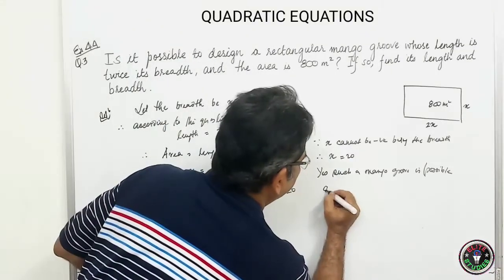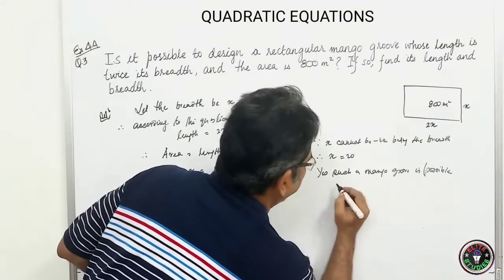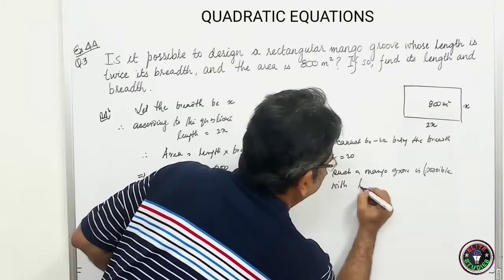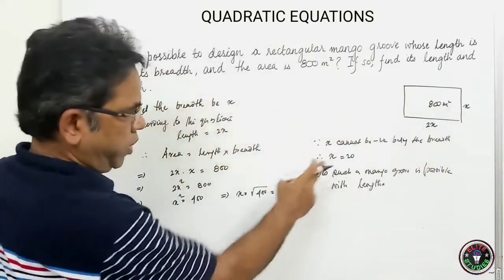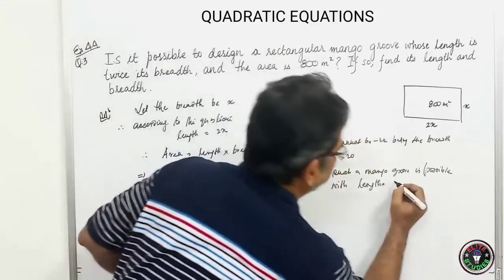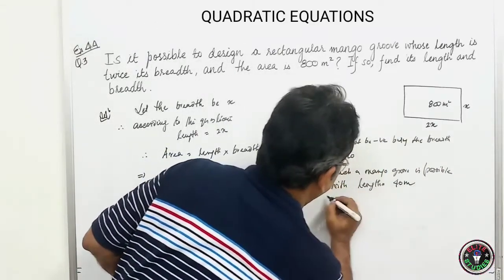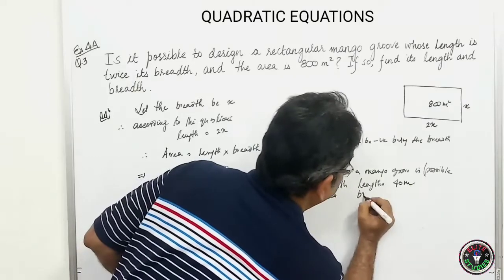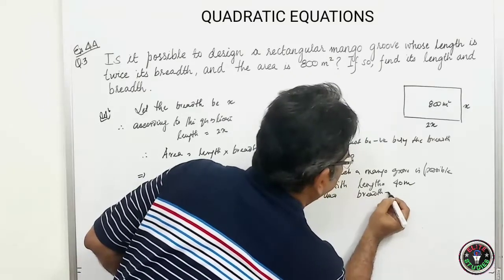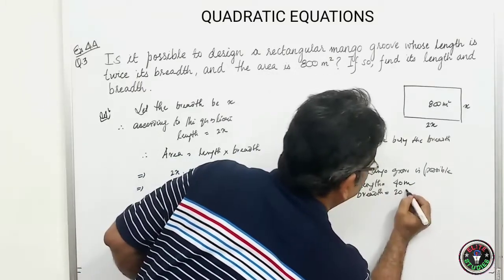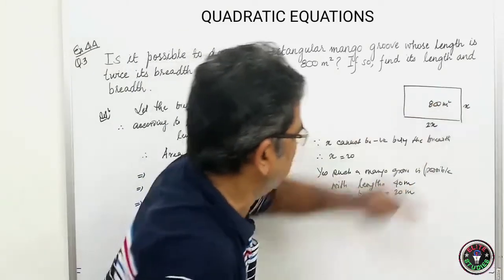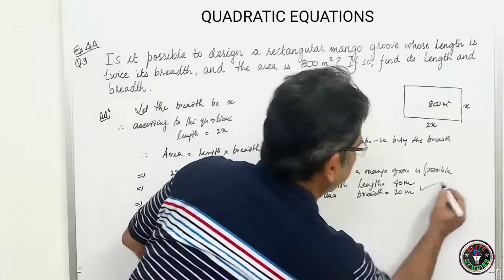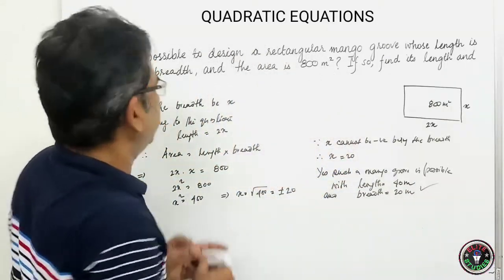Length is equal to 2 into x. 2 into 20 is 40 meter, and breadth is equal to 20 meter. Now check: 40 times 20 gives 800 meter square. So our answer is correct. Please take this screenshot.